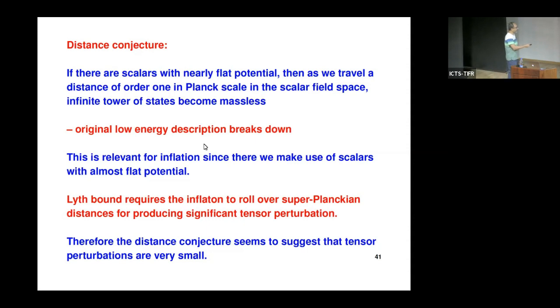Now this criterion actually is relevant for inflation, because during inflation we assume that there is a scalar with almost flat potential, that's the inflaton. And now we can ask what can you say if the scalar cannot move further than the Planck scale? Here one uses something called the Lyth bound, which requires, assuming that the inflation takes place at a scale lower than the Planck scale, that if we want to produce significant tensor perturbation, then the inflaton has to roll over super-Planckian distances. So this seems to say that tensor perturbations are ruled out. If this distance conjecture is true, then we cannot produce tensor perturbations because the scalar field cannot roll over super-Planckian distances. Turns out that there is a way out of this, and I'll describe that in the next slide.